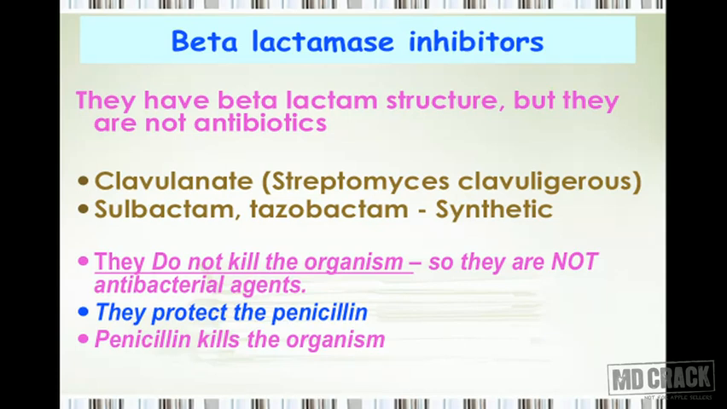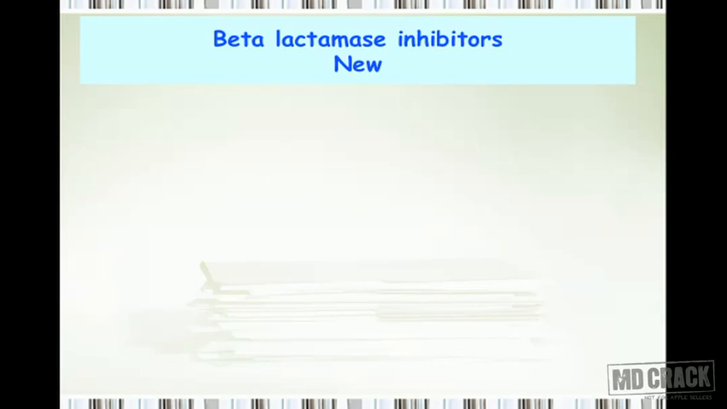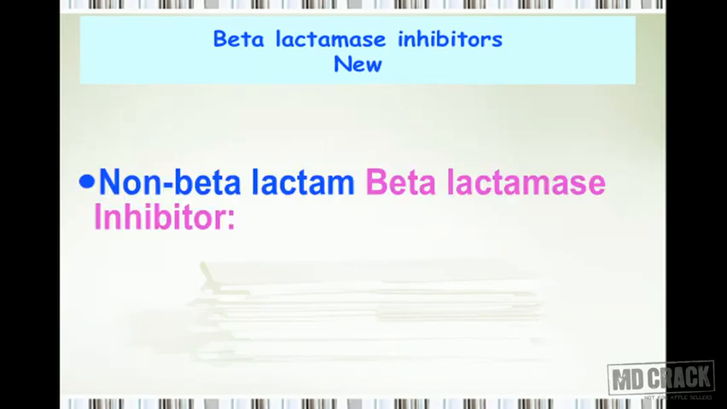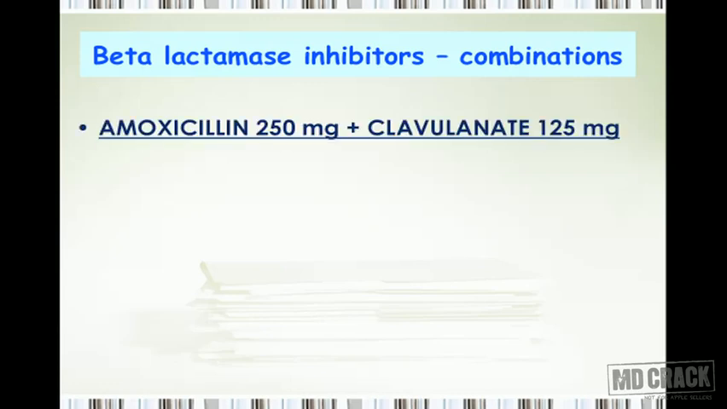Let's go ahead and have a look at a new beta-lactamase inhibitor. There is one substance which has a non-beta-lactam structure, but it is a beta-lactamase inhibitor. I hope this information will be useful to you. Its name is NXL104. It's a new compound, NXL104. It's a non-beta-lactam structure, but it's useful as a beta-lactamase inhibitor. The beta-lactamase inhibitors are combined with other penicillins. Let's have a look at the combinations.